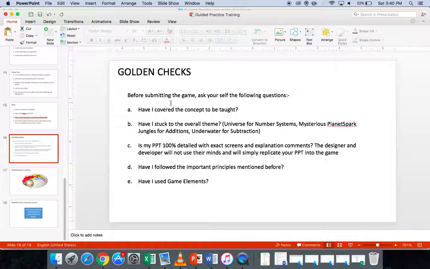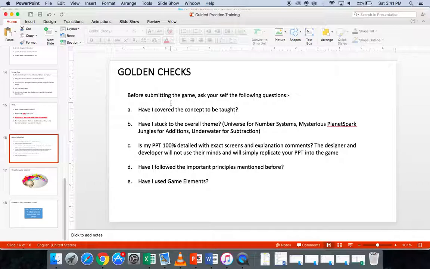So, have I covered the concept to be taught is the first question that you need to ask yourself before submitting the game. If the answer is yes, then you move to the next question: have I stuck to the overall theme? This overall theme is going to be given to you in the master file. Mysterious planets, park jungles for addition, underwater for subtraction. If the answer to the second question is yes, then you move to the third point.